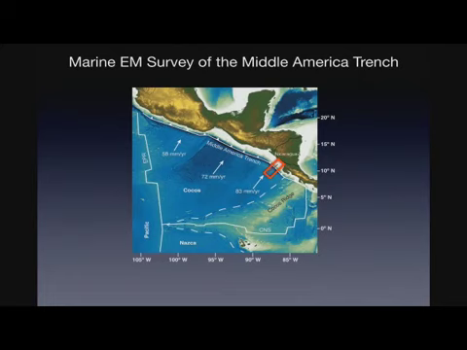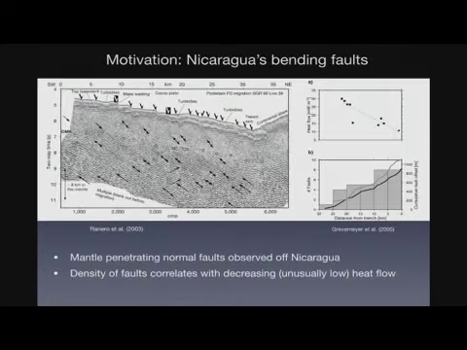Okay, so I'm going to transition into probably the best example of marine EM imaging of the shallow part of a subduction zone. In fact, it's the only real example of using CSEM to image shallow structure at a subduction zone. This was a survey that we did about 7 years ago at the Middle America Trench, where the Cocos Plate is subducting down beneath Central America. And this is the location of the survey region. The reason why we went to this location for the survey was because of these bending faults that were imaged by seismic reflection data.